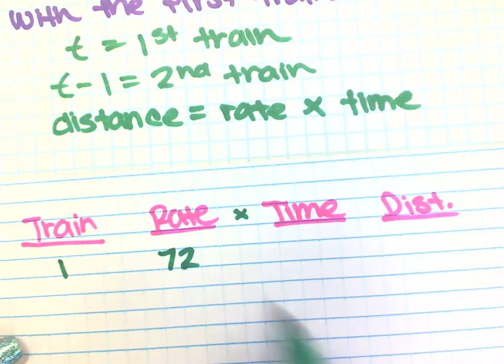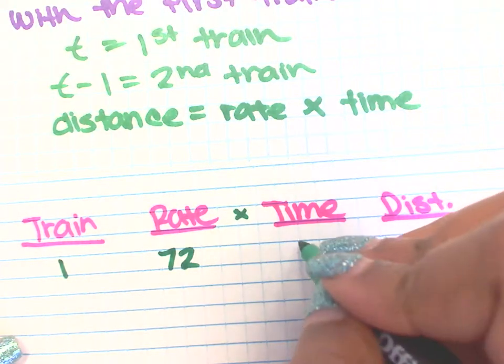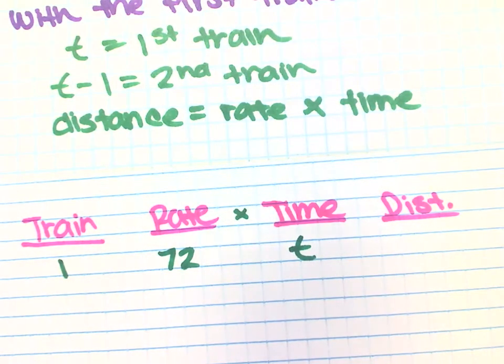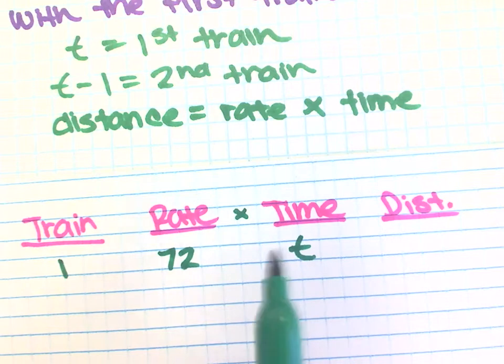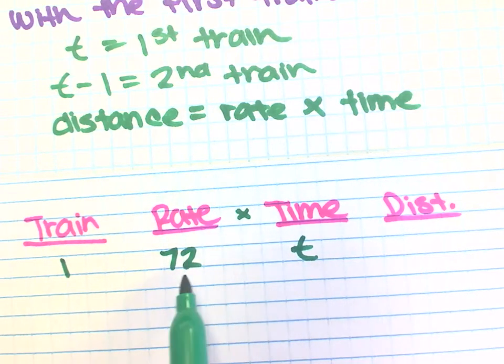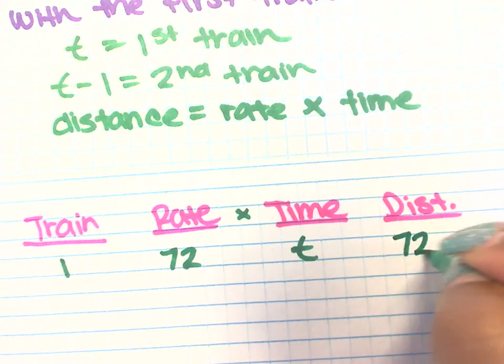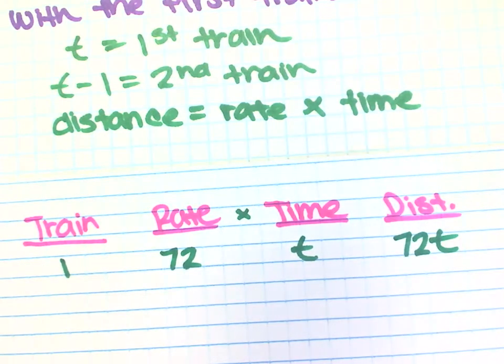Now, what did we represent for time? What variable? T. So how do I get the distance? Right here. Rate times time. But 72 times T. 72T. So that's the distance of train 1.